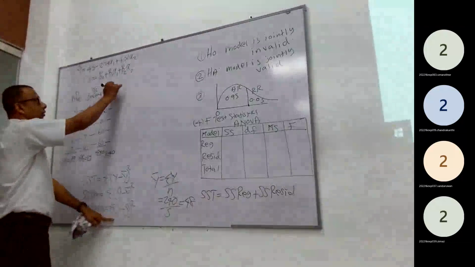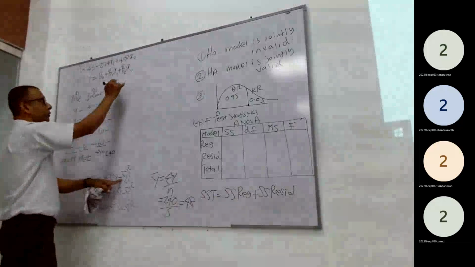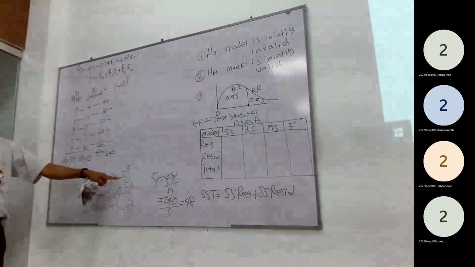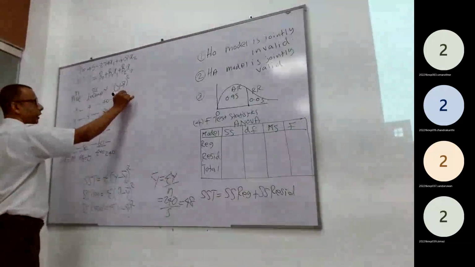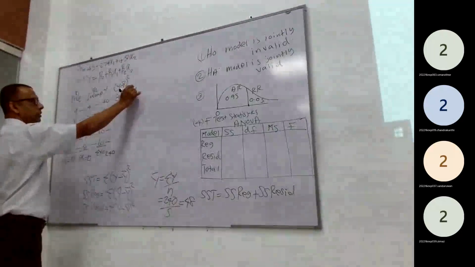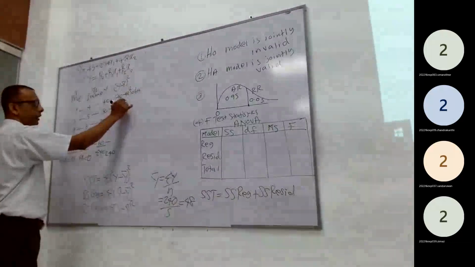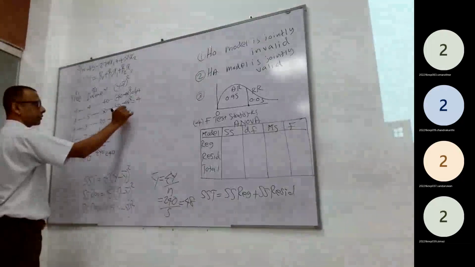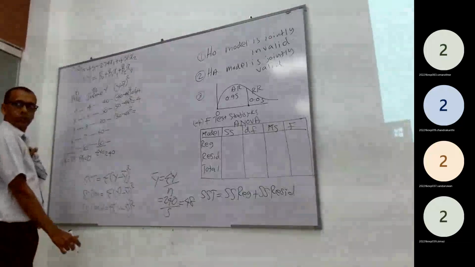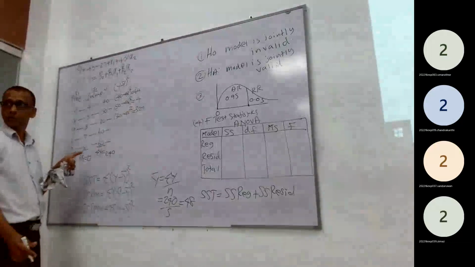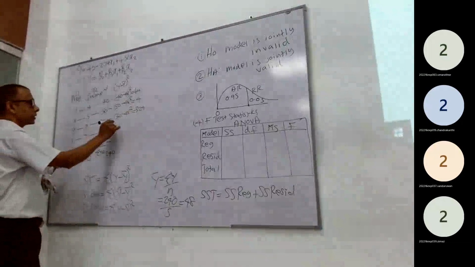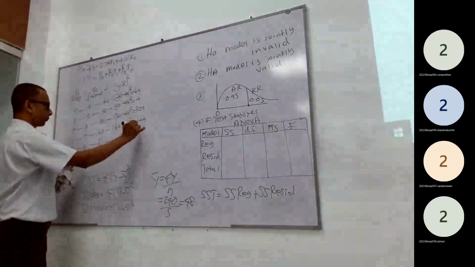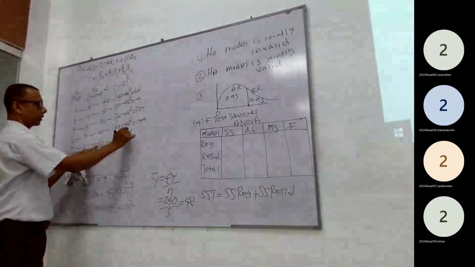Then calculate this part: y minus y bar squared, that is SST. 40 minus 48 squared: 8 squared is 64. 50 minus 48 squared: 2 squared is 4. 30 minus 48 squared: 18 squared is 324. 60 minus 48 squared: 12 squared is 144. 60 minus 48 squared again, 144.